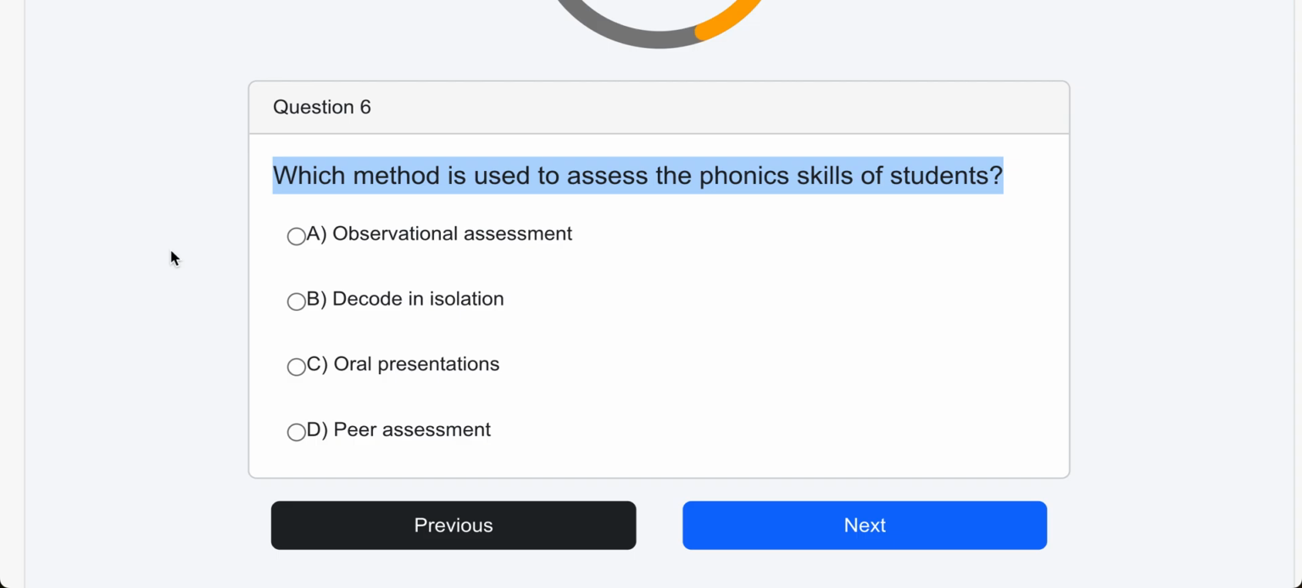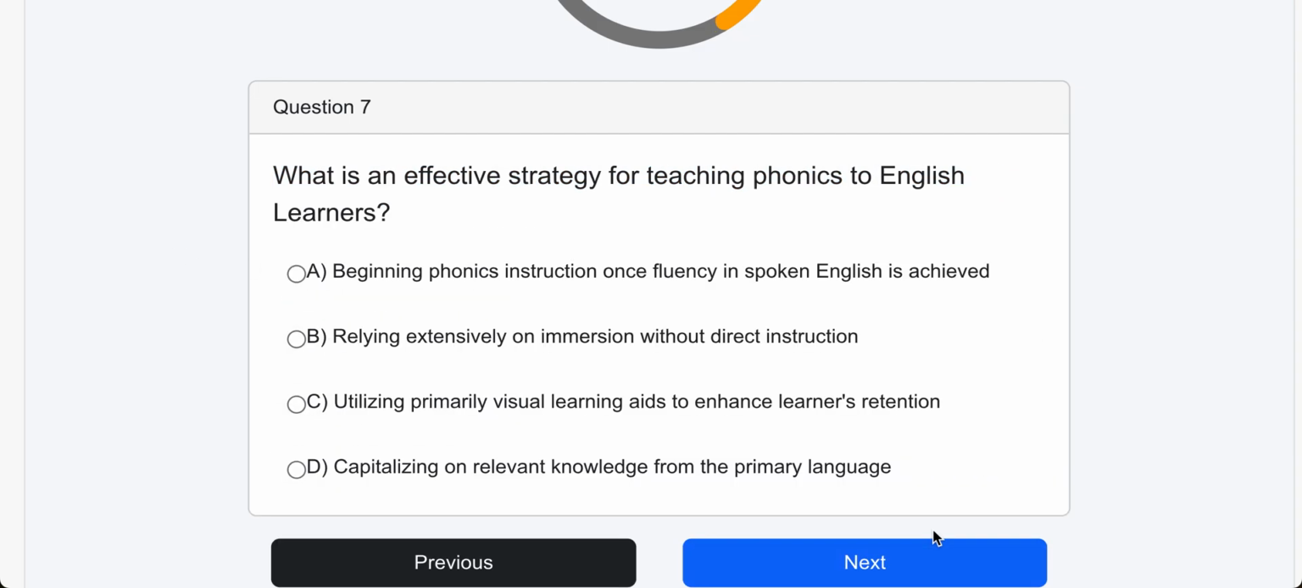All right, so talking about assessing phonics skills of students, decoding in isolation is a common method used to assess students' phonics skills, focusing on their ability to read words out of context first, and then going from isolation to context. There we go. We're going to go with option B and move on to question number 7.